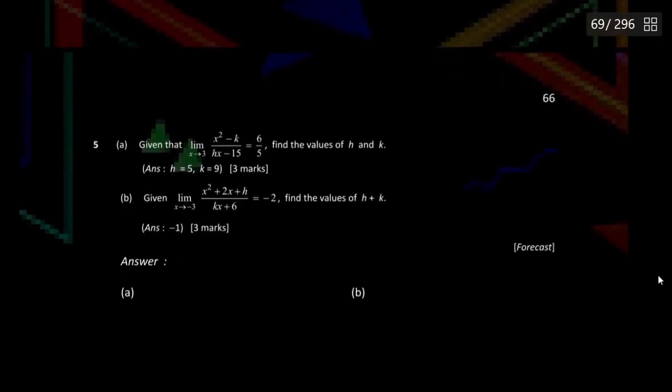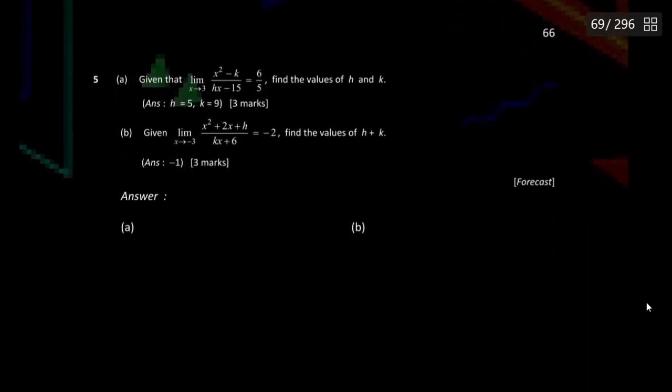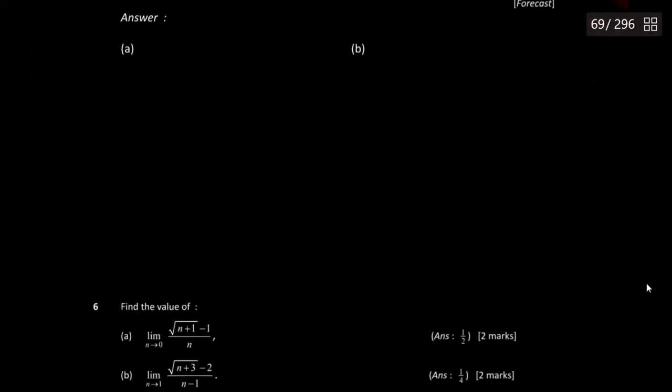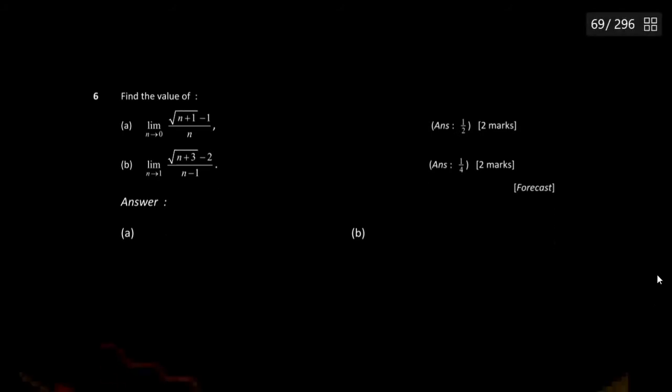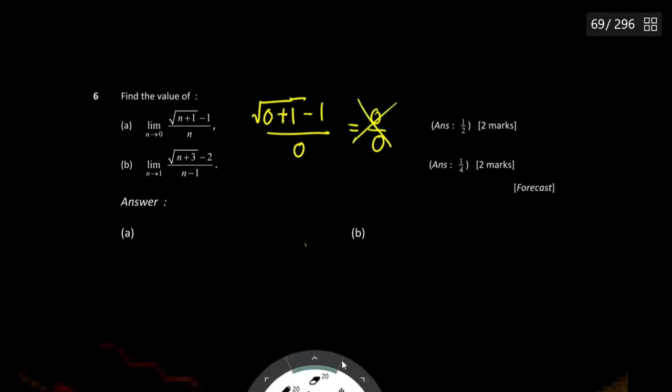All right, now let's go to the next one. This question is almost similar. Find the values: you substitute and find. If you have a surd, what must you do? For example, the first one, question 6, you substitute the 0 in. I'm just going to straight away substitute 0 plus 1 minus 1 over 0. So I will get 0 over 0. Can I have my answer as 0 over 0? Cannot.